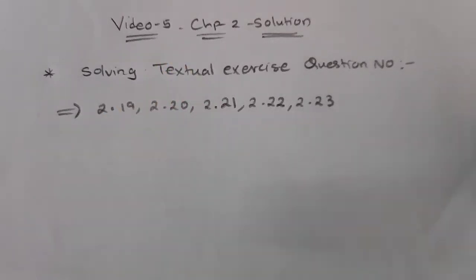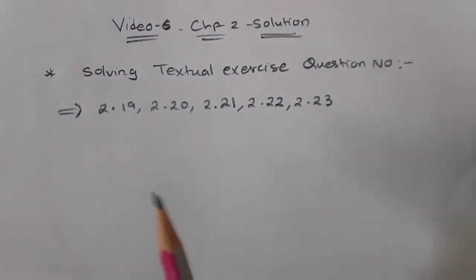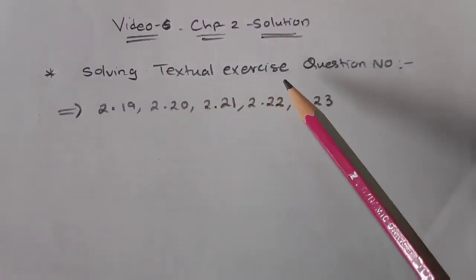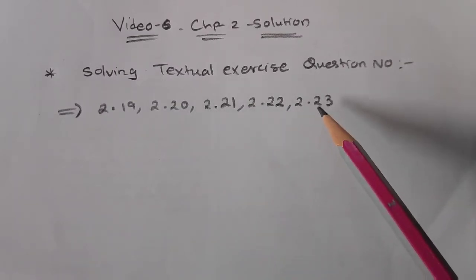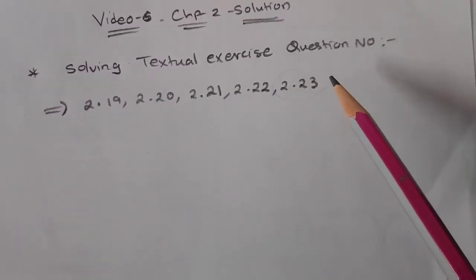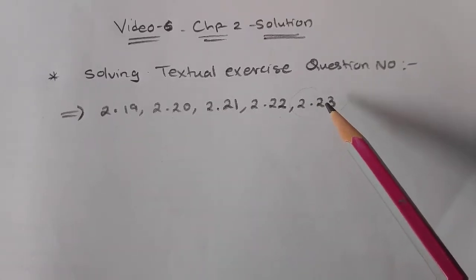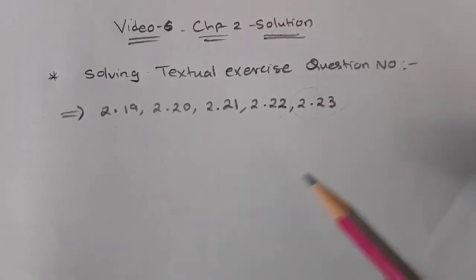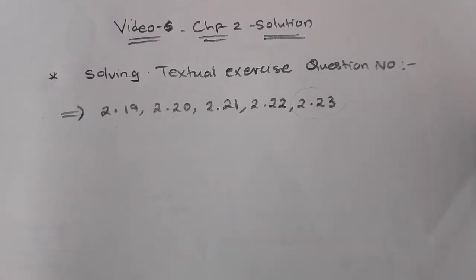Today in video 6 we are going to discuss textual exercise questions 2.19, 2.20, 2.21, 2.22 and 2.23. 2.23 is a theory question and the other 4 are the numericals which we are going to discuss. Okay, so we will start with the first question, that is 2.19.